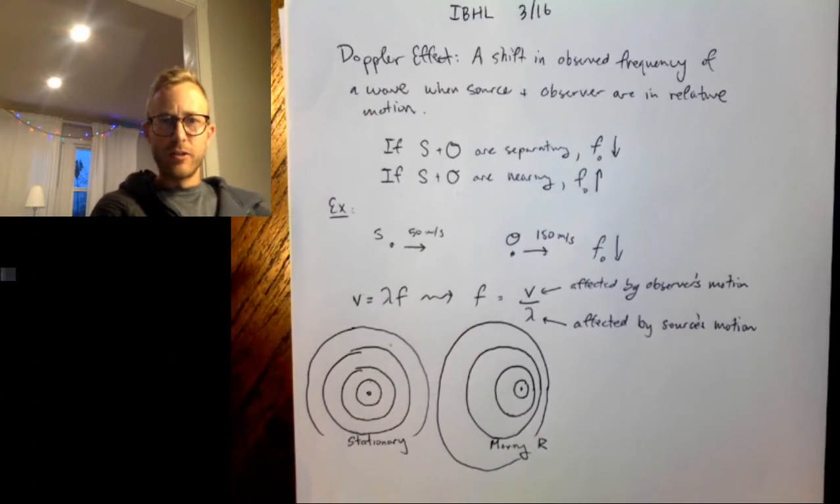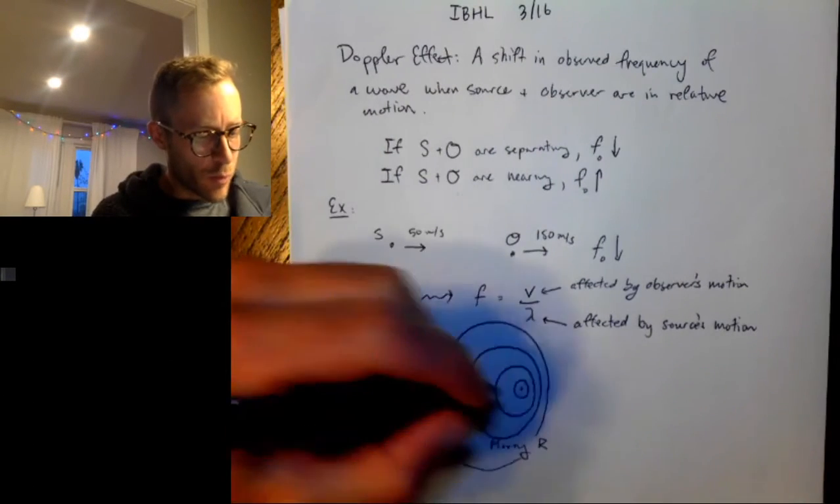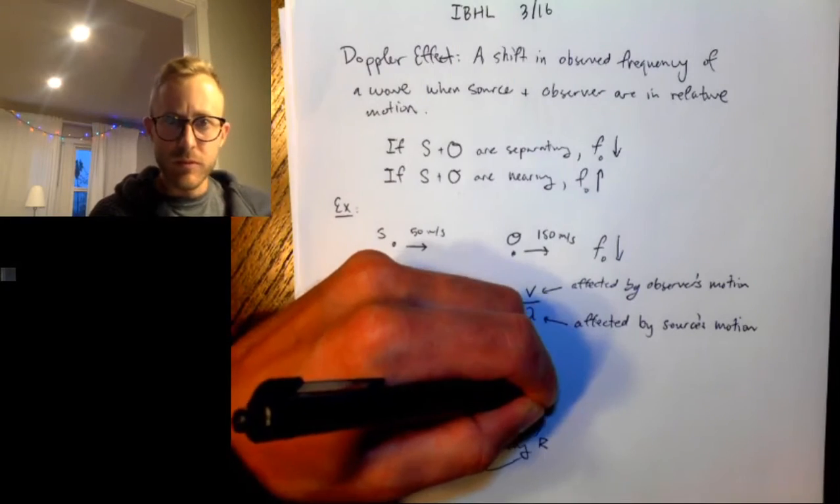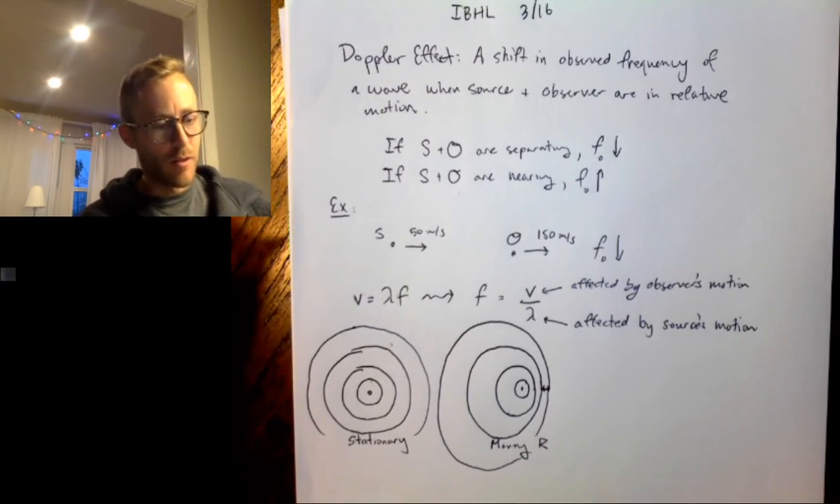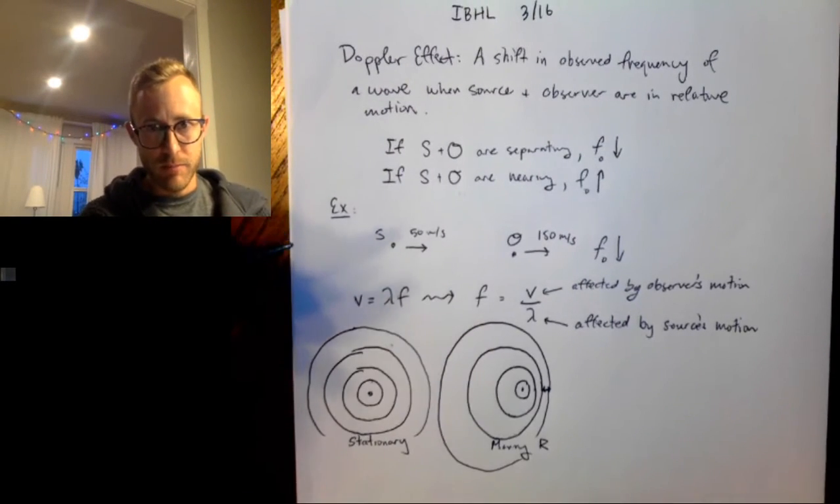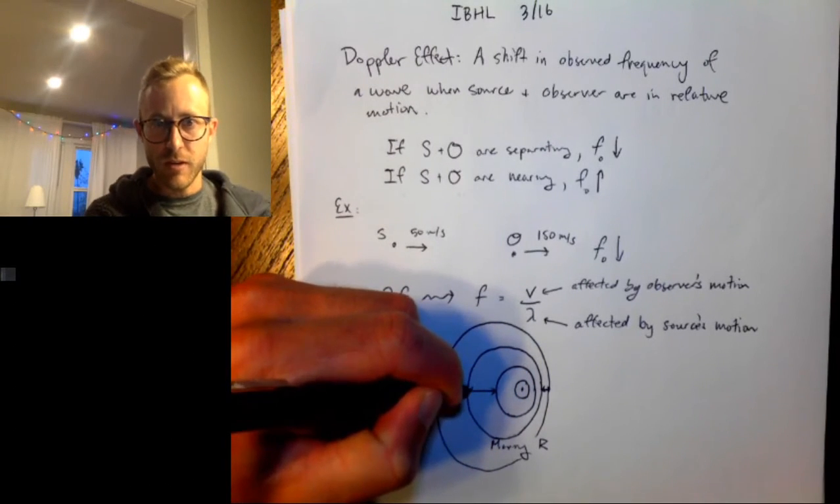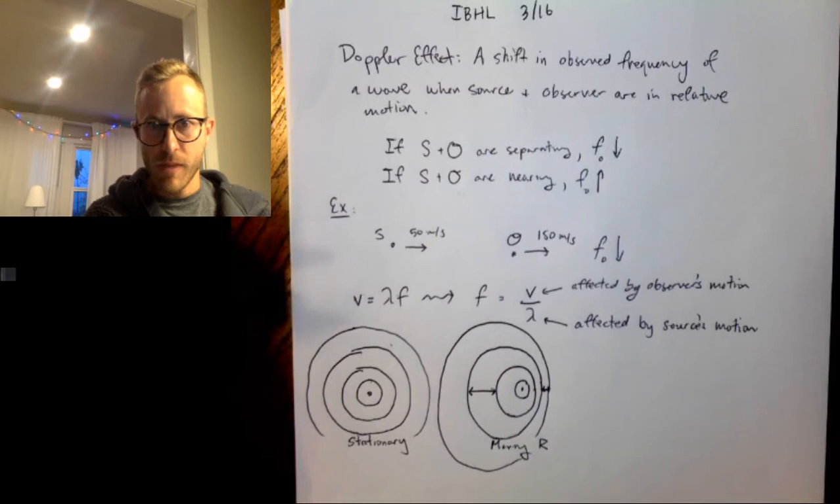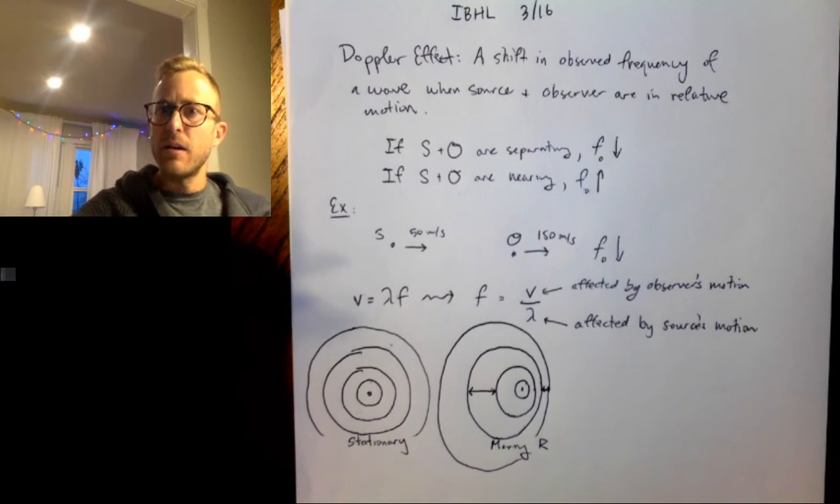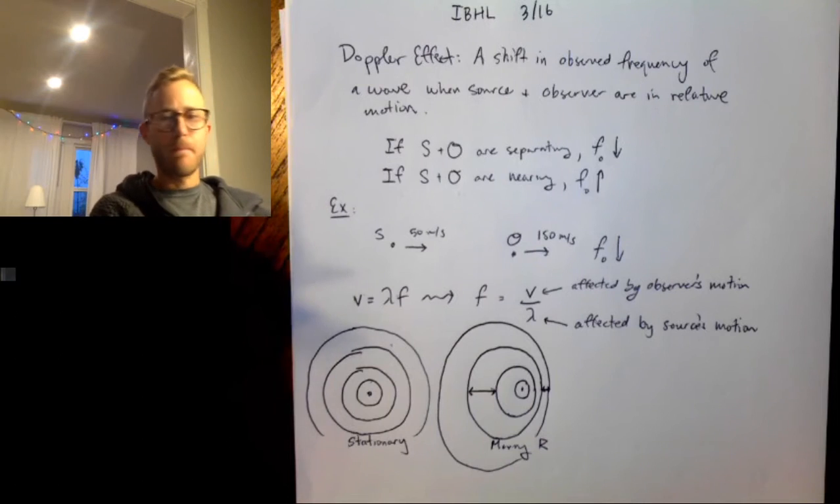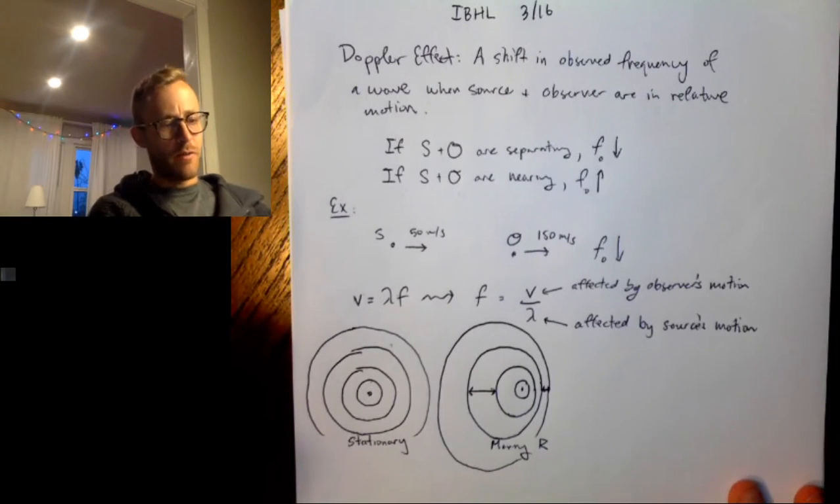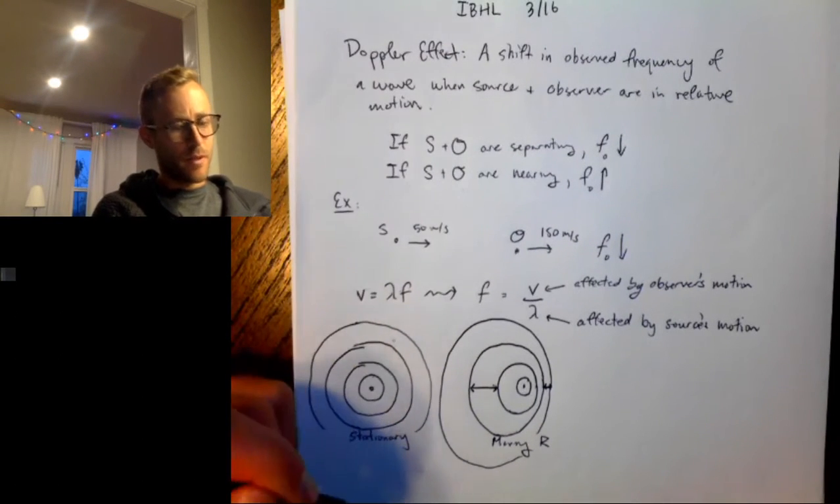Like this. So you can see that the wavelength is now shorter on the leading side, and the wavelength is longer on the trailing side of the source. Okay? All right. So now I can give you the actual equation. Okay?